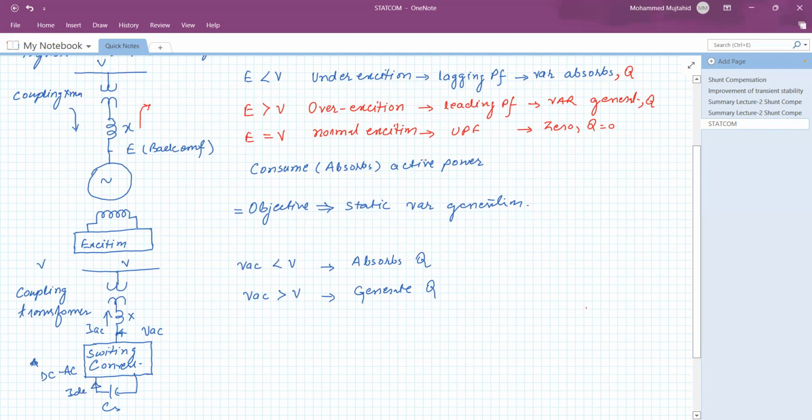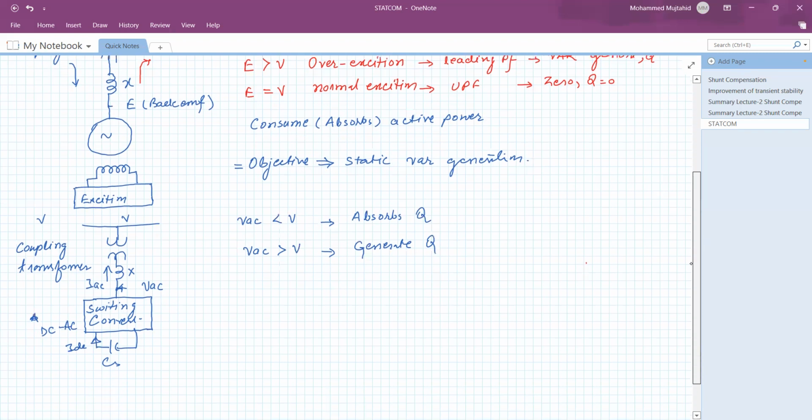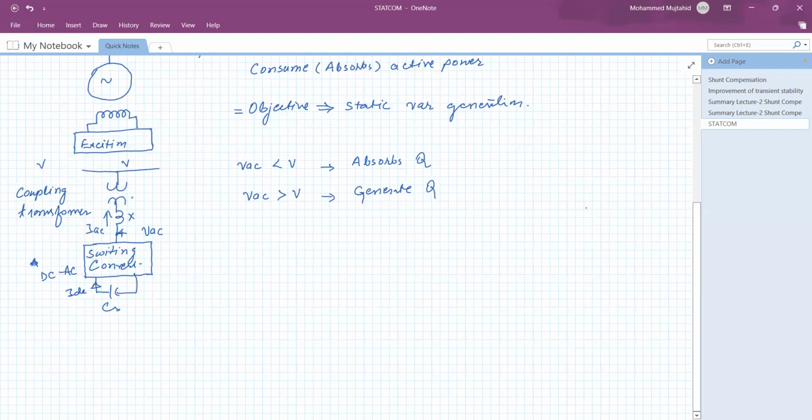But in this case, the active power consumption or delivery is 0. Now, if the same circuit is connected with some part of an energy storage system.